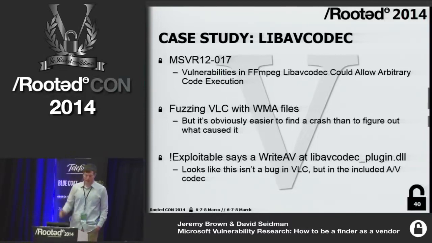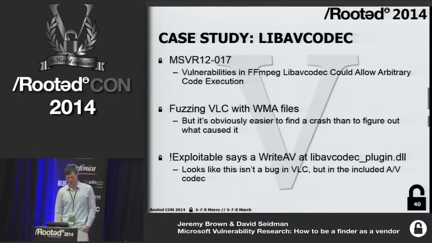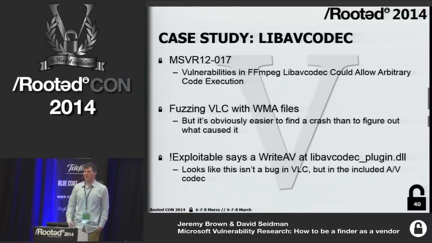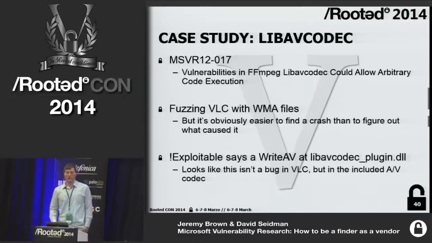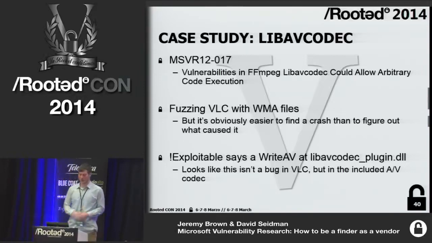So with this one, Bank Exploitable says write AV. Okay, it's a pretty good start. And it's in libav-codec. So fuzzing VLC, a media player, if you're not familiar, it's going to employ a lot of different libraries, a lot of different codecs to parse different media files. And this one was actually in a library called libav-codec, which provides audio, video codecs, a bunch of different things. So the bug wasn't actually in VLC, but in libav-codec.